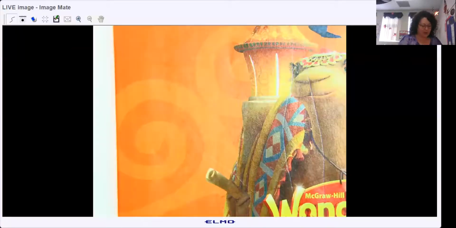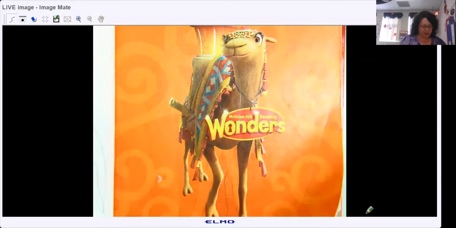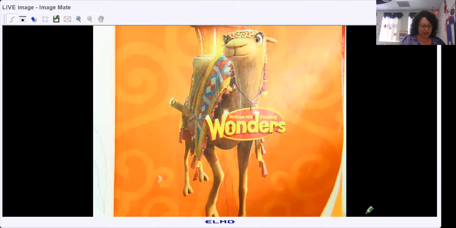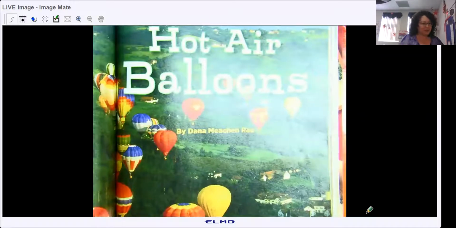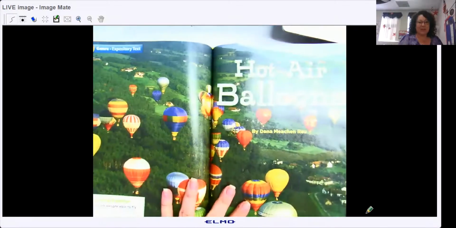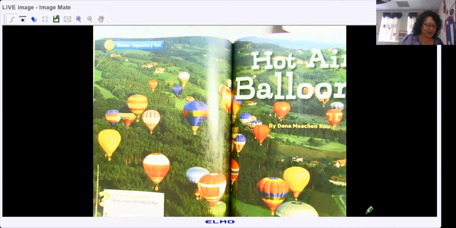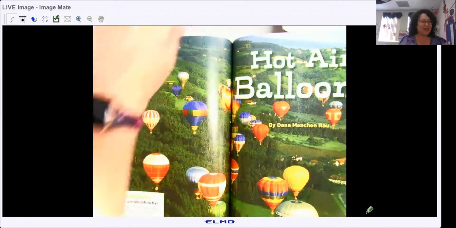342. Going to learn about hot air balloons this week. Fun. Beautiful picture, isn't it? I love it. I love hot air balloons.